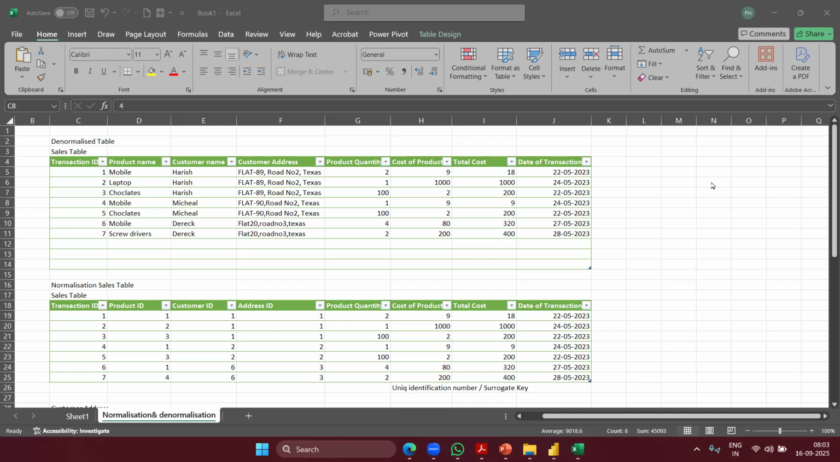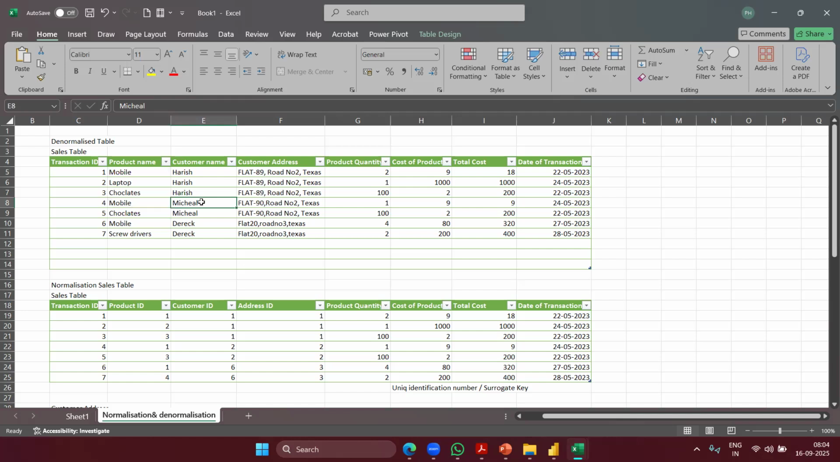Now there is a disadvantage of this one. What is that? If you see here for Harish, every time he does a transaction, his entire address is being stored. That means the address information is repeated. Similarly, a person purchasing a laptop would be repeating. So if you see here the mobile, the value is repeating.